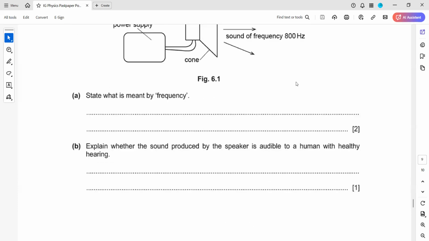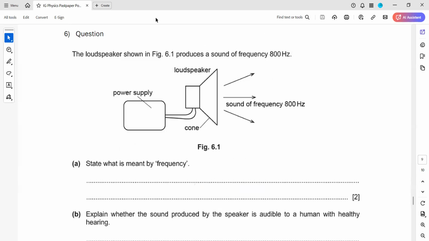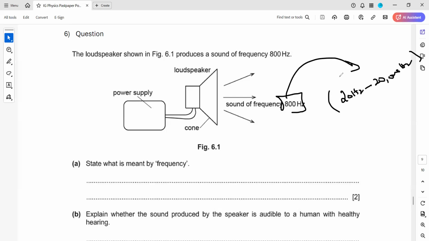Explain whether the sound produced by the speaker is audible to humans. The normal range is from 20 hertz to 20,000 hertz. That is the normal audible range. So this is within the audible range, so it can be heard. 20,000 hertz does not mean a loud sound. 20,000 hertz means a high vibration, a high pitch.